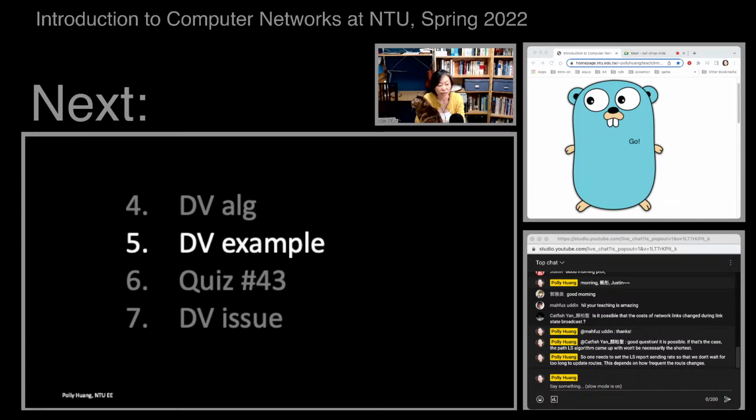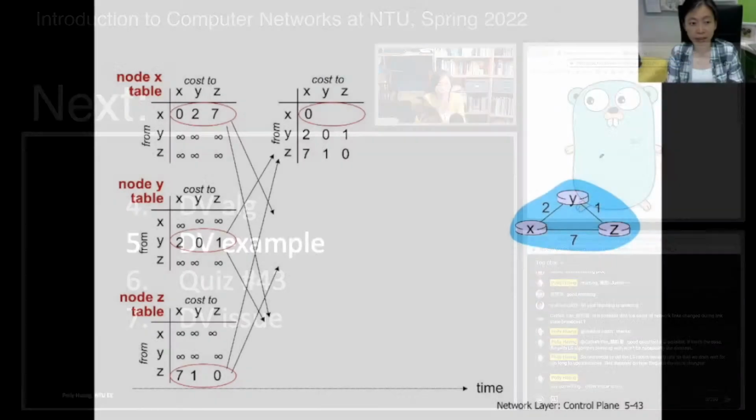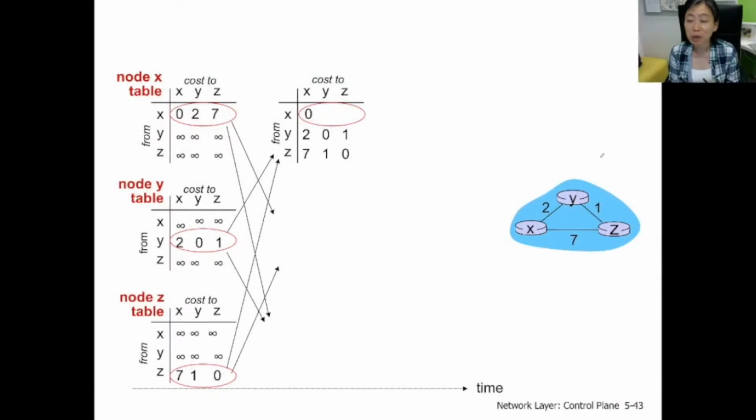All right, so this is the first video. Okay, example time. In order to make sure that you understand this clearly, let's use a concrete example. The example this time is very simple, only 3 nodes, X, Y, Z, and they are fully connected.